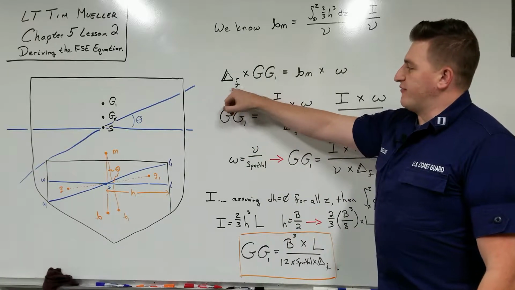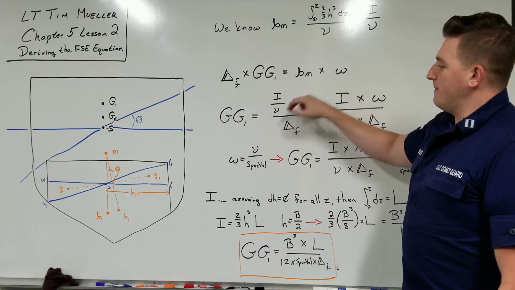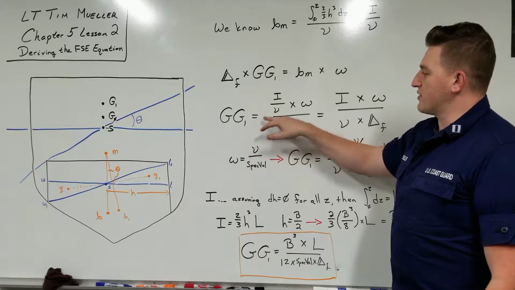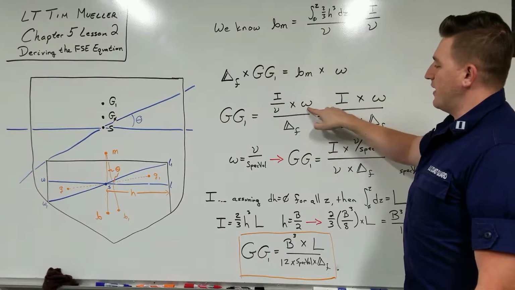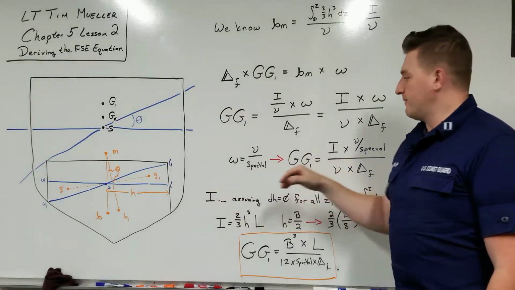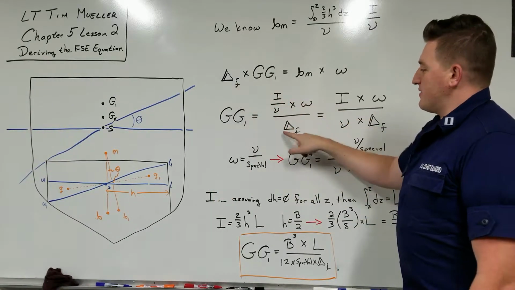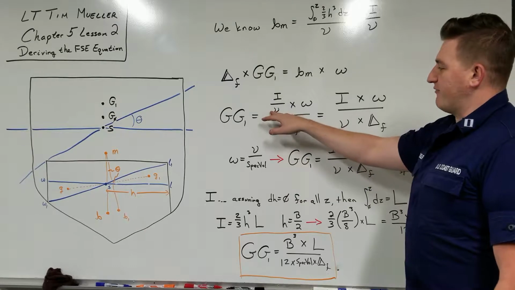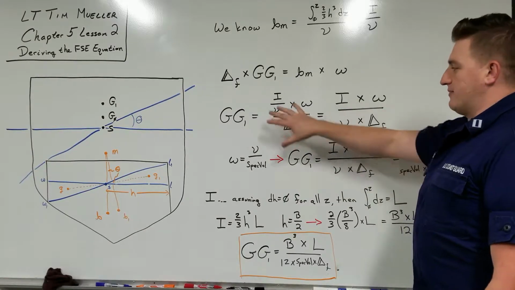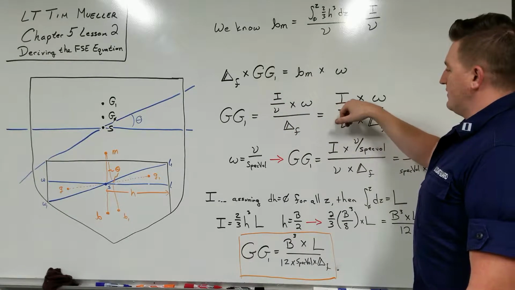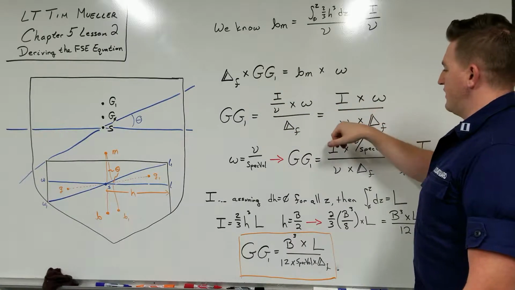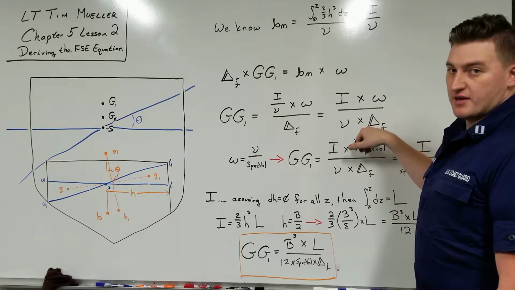We're going to take this final displacement over to the other side, so we get G1 equals Bm, which I've just rewritten as I over V, times W, the weight of the contents of the tank, divided by that final displacement. Now we take that V down to the bottom. I've done no manipulation here. I've just rewritten it. So we got I times W equals V times the final displacement.